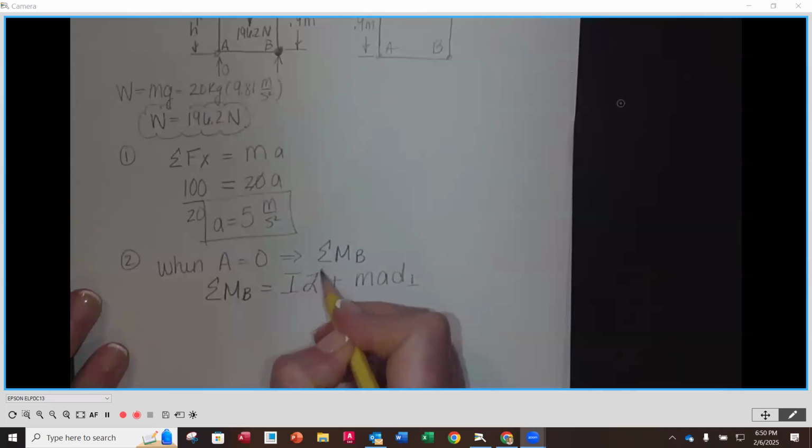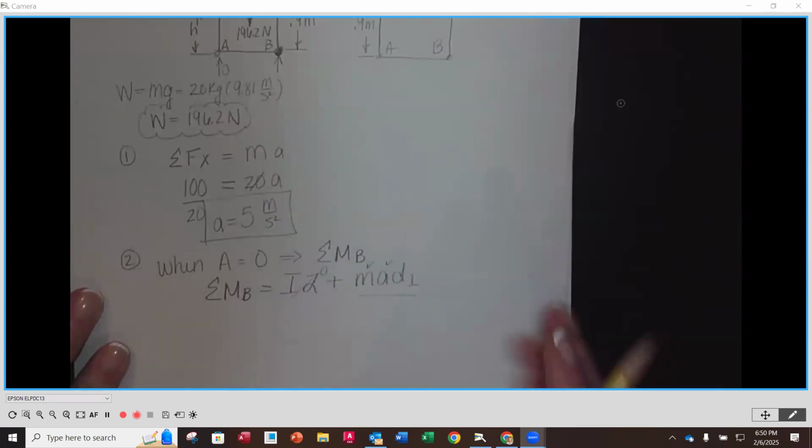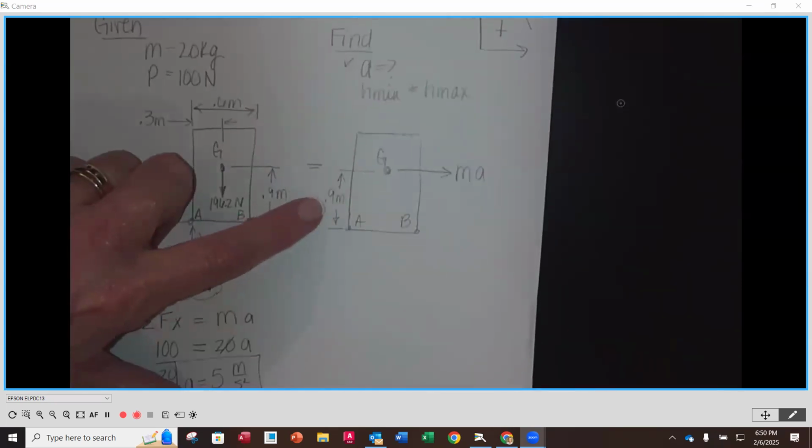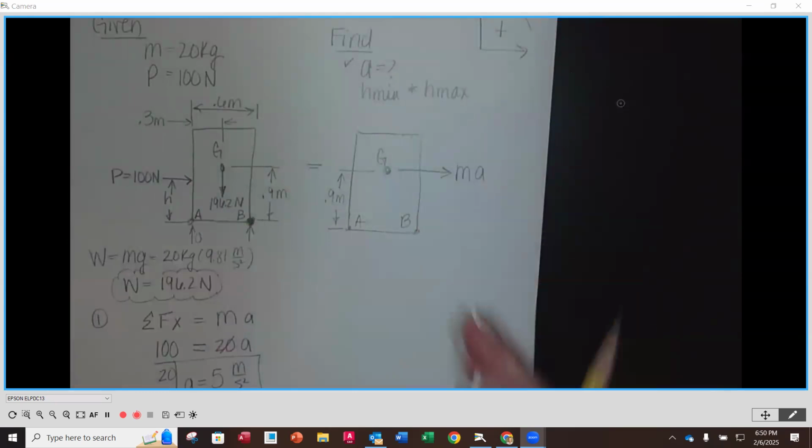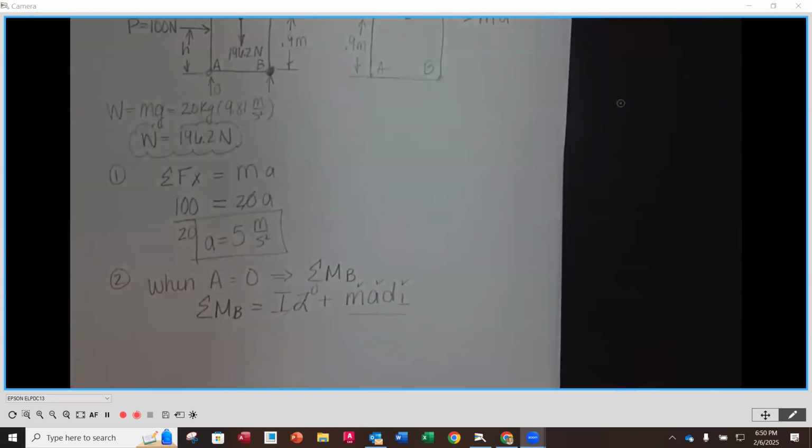This is 0 because we aren't rotating. We are translating, so it's only this part right here. We know what A is, we know the mass, and we know the perpendicular distance from B, right there. Then you're going to be solving for H max in this case, which is going to be equal to whatever your number comes out to be. And I have the final answer given.